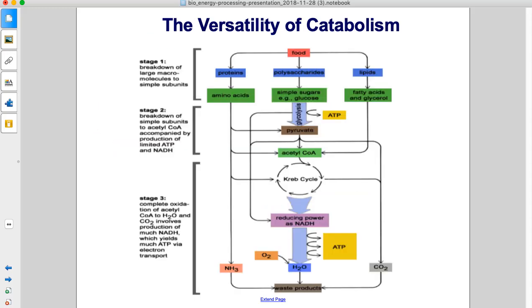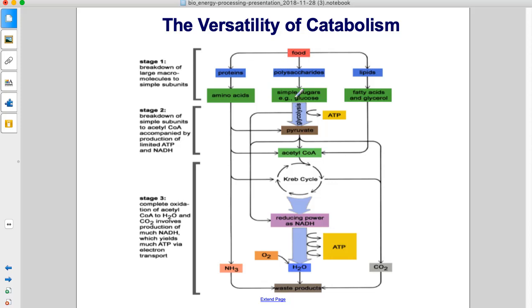So here we can see what we've been talking about on a bit of a larger scale. And we can start to think about what this might look like for humans or ourselves. So when we take in food, that food gives us larger molecules that get broken down.